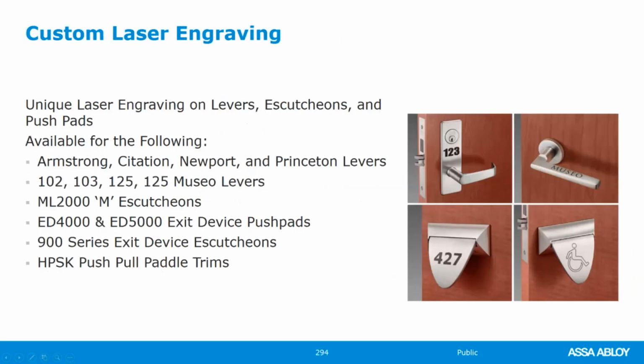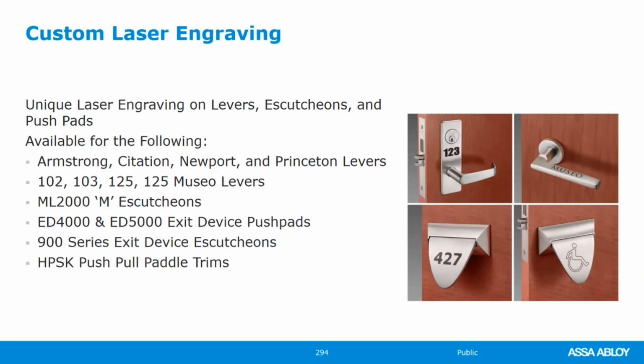First of them being our custom laser engraving. This is something that in Assa Abloy, only Corbin Russwin can do. I'm not familiar with other brands that are offering this. What we can do is put a name, a logo, door numbers, things like that on several of the different products.